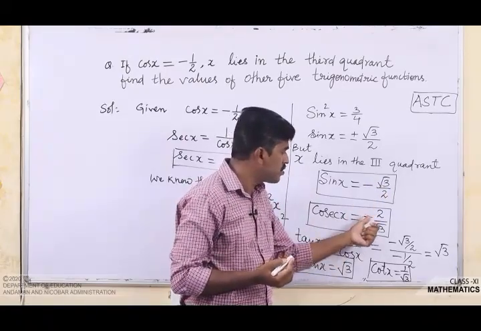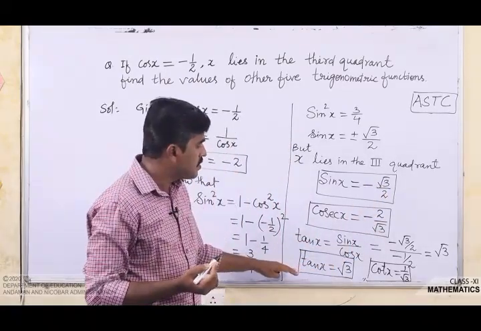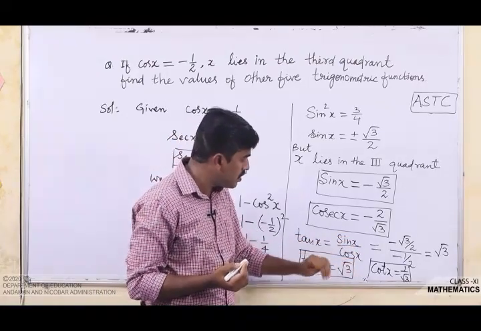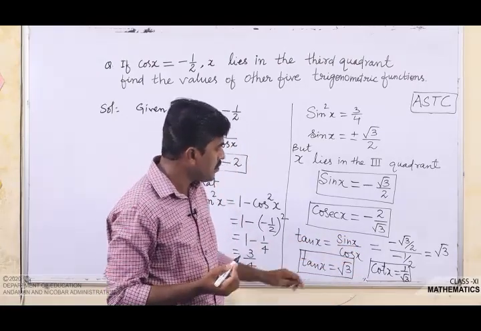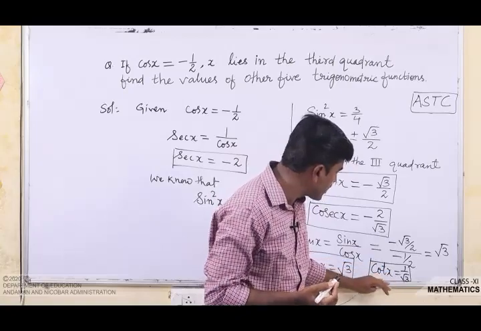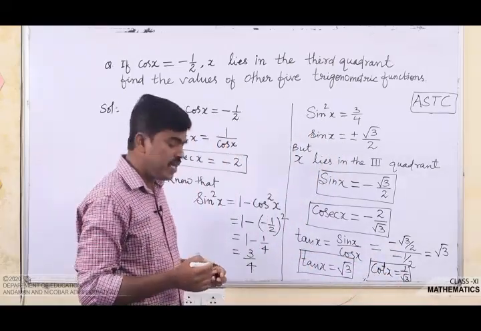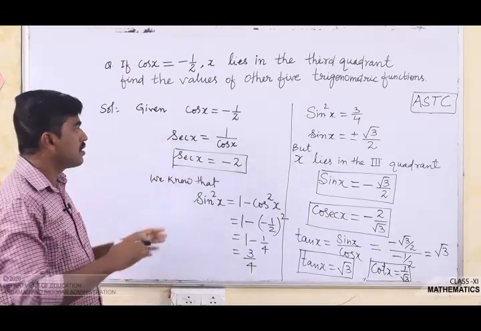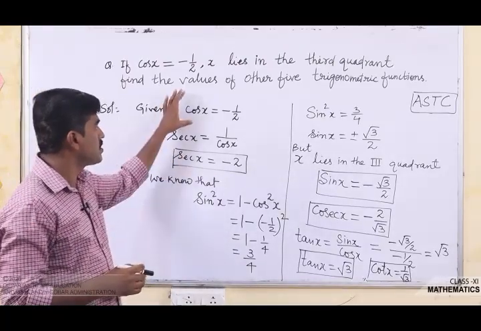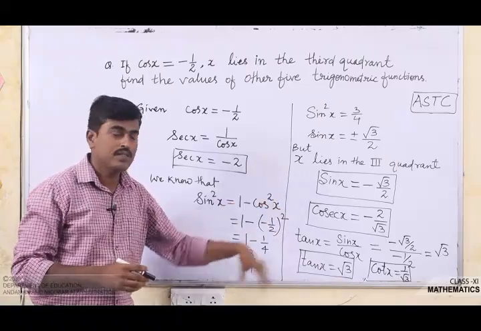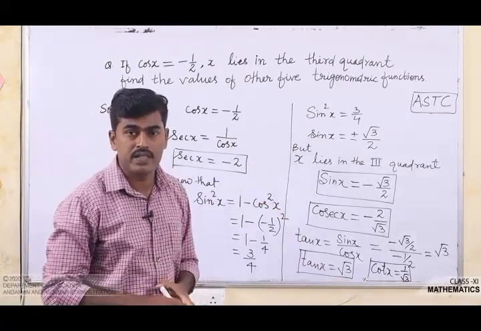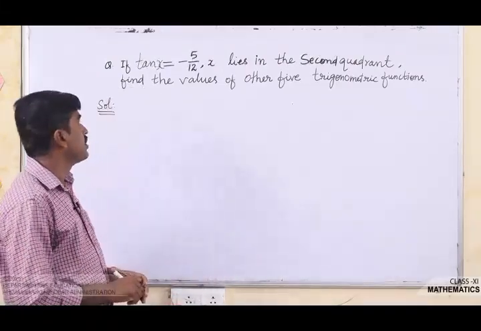minus 2 by root 3, and tan x is sin x divided by cos x, so it is root 3, and cot x is the reciprocal of tan x, that is 1 by root 3. In this way we got all the values of the other trigonometric functions. Here cos x is given and we found the other trigonometric functions. Now let us see one more question.